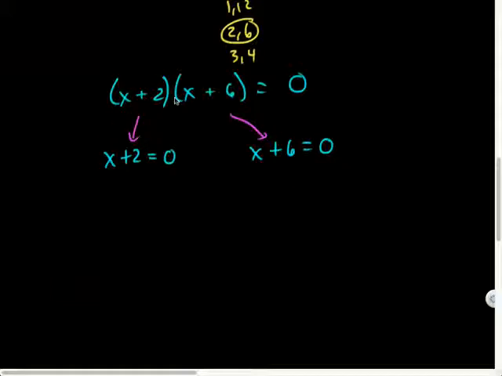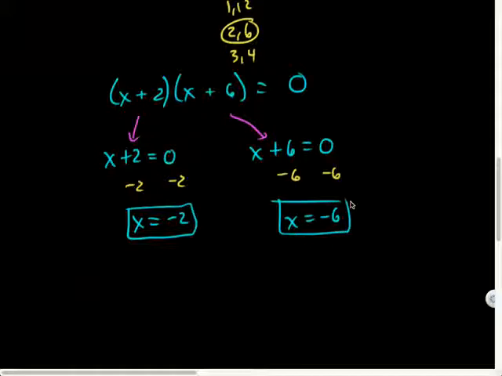So, what I do is I've got two things that multiply to be 0. Therefore, either this was 0 or that was 0. And now I solve both cases. Subtract 2, or subtract 6, whilst I have my secondary color selected. I might as well do both. And x equals -2 and x equals -6 are my solutions.